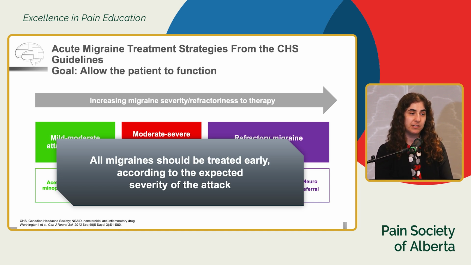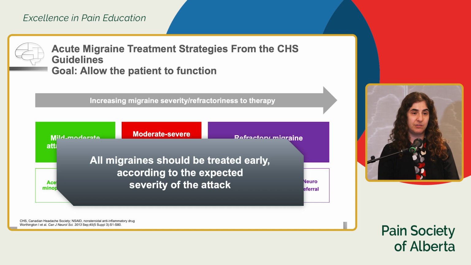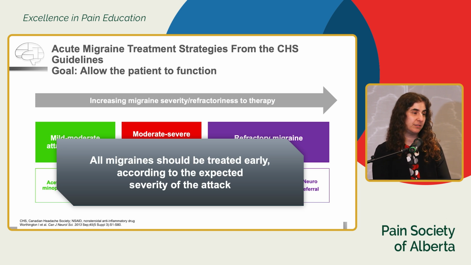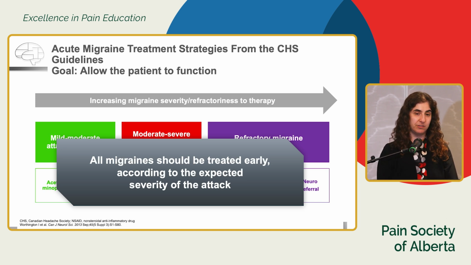And then certainly when you're dealing with more severe migraines or refractory migraines, you want to look at combining treatment options. So looking at using medications that have different modalities of action, such as an NSAID plus a triptan, or now we have the gepant medications as well that we'll talk about. And this is also cases where it would be appropriate certainly to refer patients to neurology.